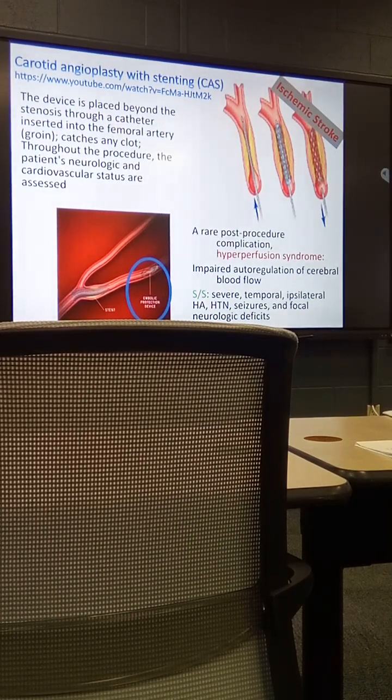Stenting: if it's not a clot but plaque, they can go in and do a stent, just like we do with the heart.